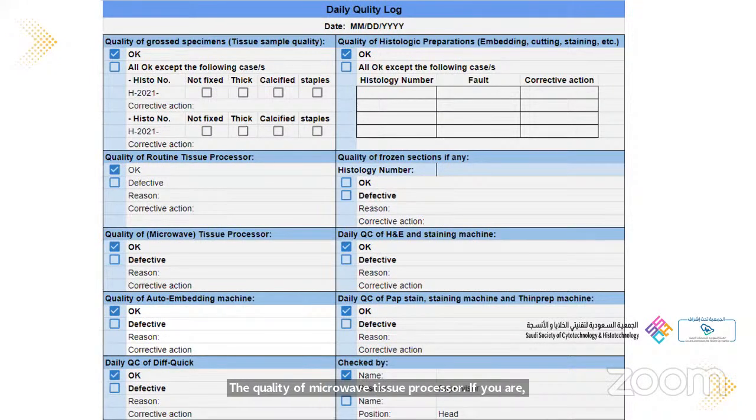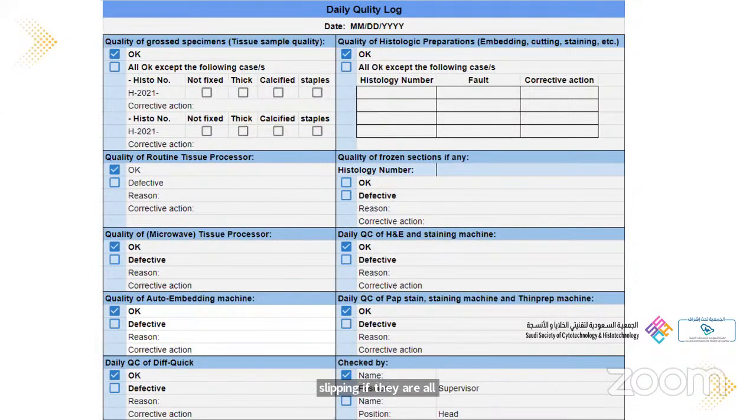The quality of the microwave tissue processor, if you have a microwave tissue processor, the quality of the auto embedding machine or manual embedding machine, is it okay, was it defective? The daily QC of the Diff-Quik, of course, and the most important thing is the quality of the histologic preparation, where the supervisors or the pathologists can provide feedback on the preparations such as embedding, cutting, staining, cover slipping, if they're all okay, or all okay except the following cases where you write the histology number.